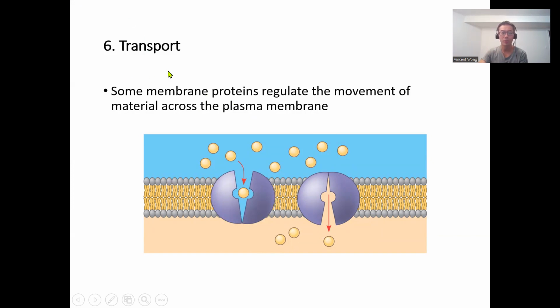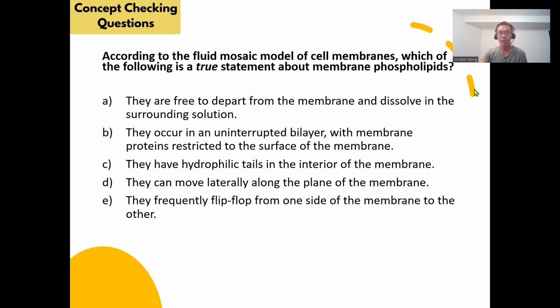Okay, and that's transport. All right, just 2 poll questions and we will be done. I will do this one with you. According to the fluid mosaic model of cell membrane, which of the following is a true statement about membrane phospholipids? First one, they are free to depart from the membrane and dissolve in the surrounding solution. That's not true.